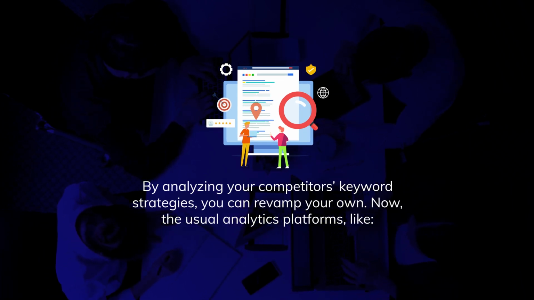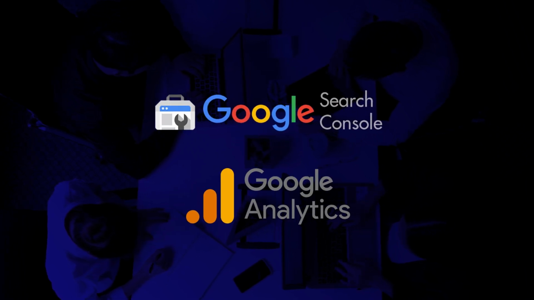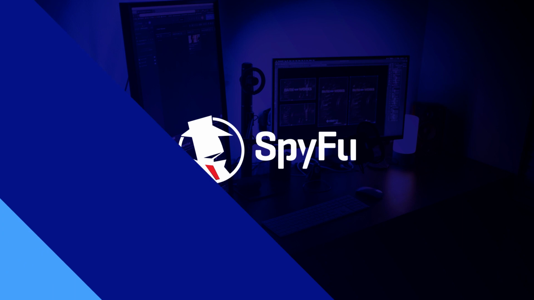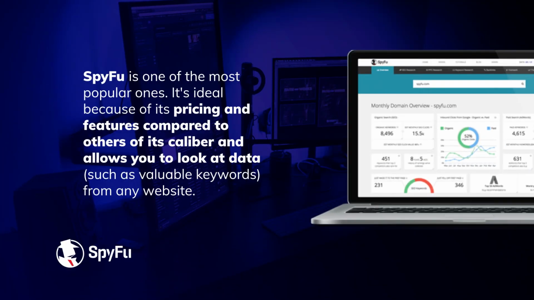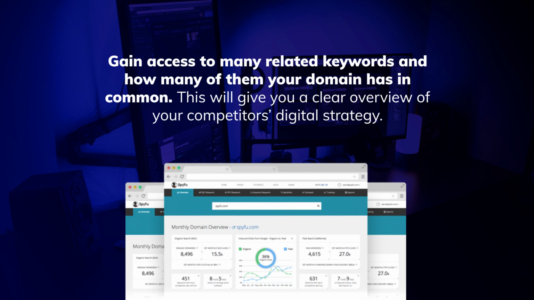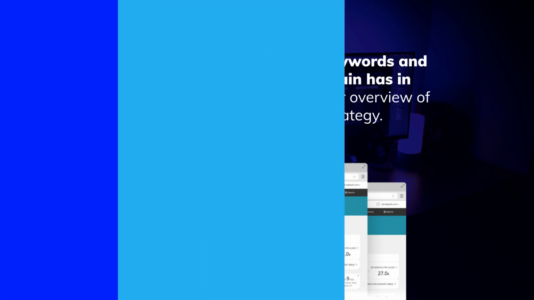Now, usual analytics platforms like Google Search Console and Google Analytics won't give you the answers you're looking for, so consider using additional support from other tools. SpyFu is one of the most popular ones. It's ideal because of its pricing and features compared to others of its caliber and allows you to look at data such as valuable keywords from any website. Gain access to many related keywords and how many of them your domain has in common. This will give you a clear overview of your competitor's digital strategy.